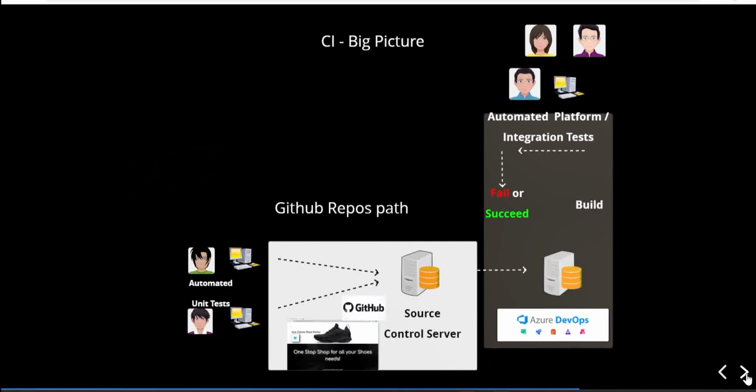and we will come up with this continuous integration big picture wherein there are a couple of developers who make changes in the code source, the GitHub repository, which is hosted in a source control server, which will trigger the release pipelines in the Azure DevOps, which in turn will call the automated platform integration test, which are created by automation testers, which will give the results as a fail or a success.